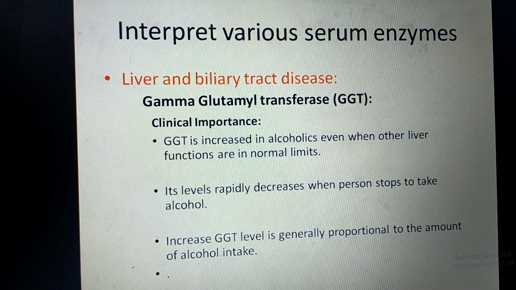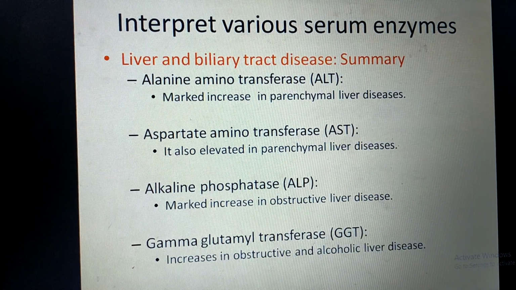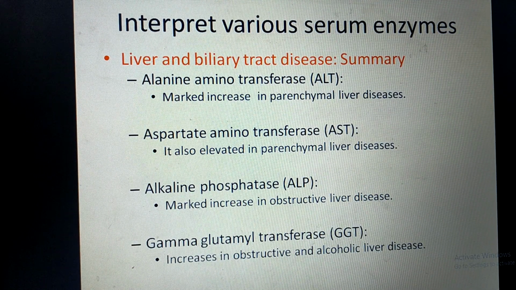So this GGT is important for diagnosis of alcohol abuse. Now the summary of liver and biliary tract disease. 4 enzymes are there. First is alanine aminotransferase, which is a marker of parenchymal liver disease. Second is aspartate aminotransferase. It is also a marker of parenchymal liver disease. In clinical practice, for diagnosis of liver parenchymal disease, ALT is preferred over AST.